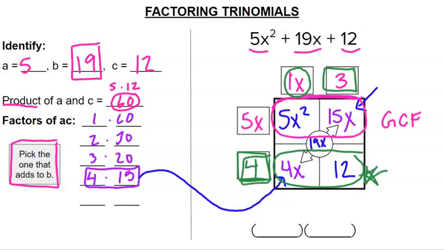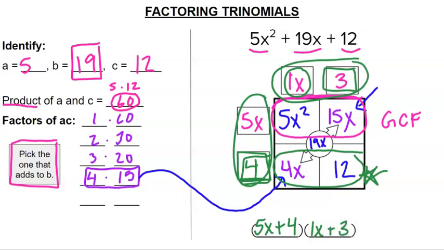That does make sense. So now we just have to write out our factors. We have 5x. It's a positive 4, so I'm going to put plus 4. And then 1x plus 3. And that is how you factor trinomials with that a value there. That's not a 1.